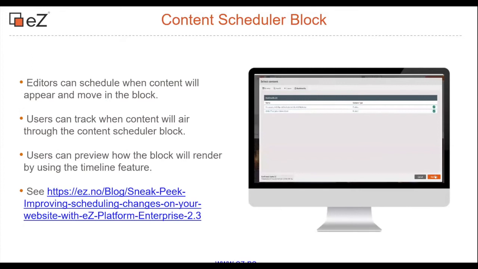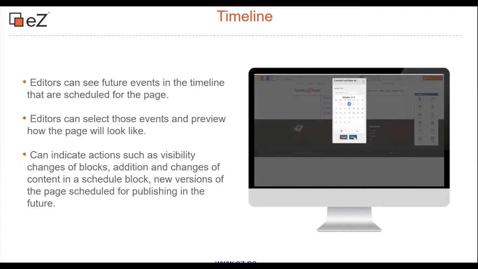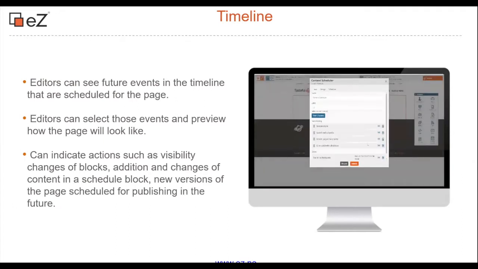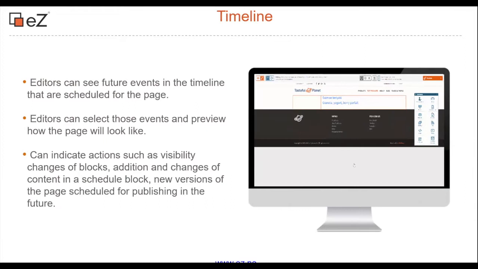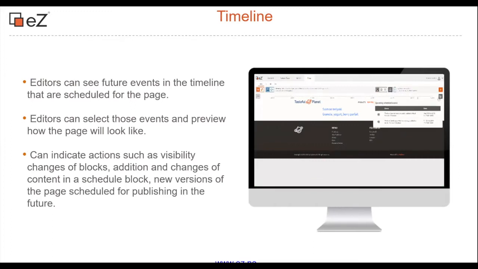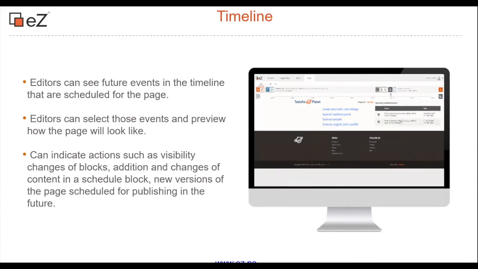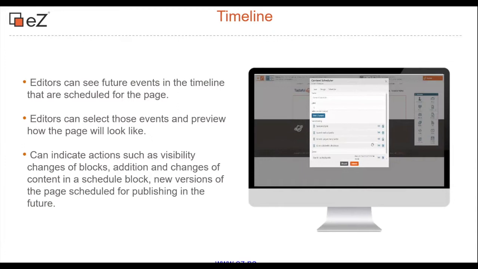The next feature is the timeline. So the timeline is another feature, as you guys may recall. It's not new. We really took time to improve the design and some of its capabilities and bring it back right now in 2.3. It's a navigation tool which allows editors to see all the events and actions that are scheduled, and you can then preview the changes that were made to the page and see how the page will look when these different content items will be published.